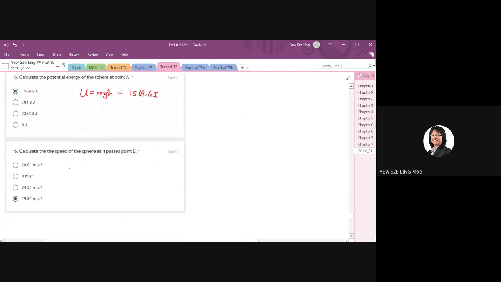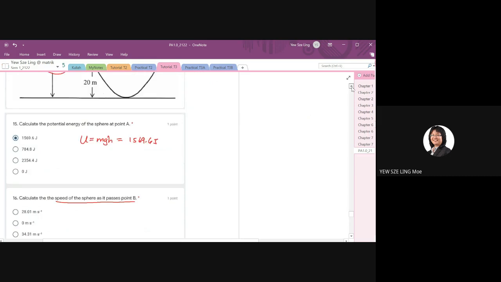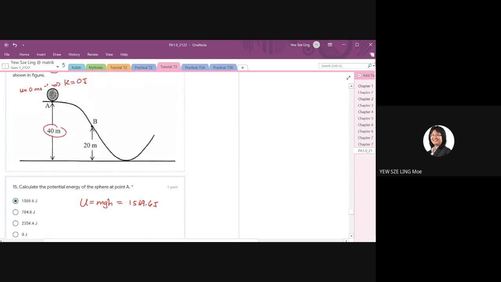Question 16. Calculate the speed of the sphere at point B. Now let's look at the diagram. Point B is not located at the highest point nor the lowest point, which means at point B, the potential energy is a non-zero value and the kinetic energy is also a non-zero value.